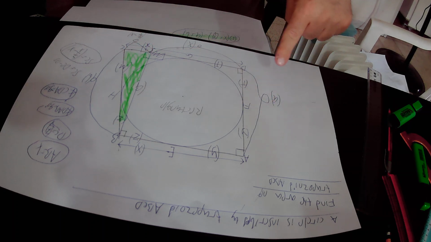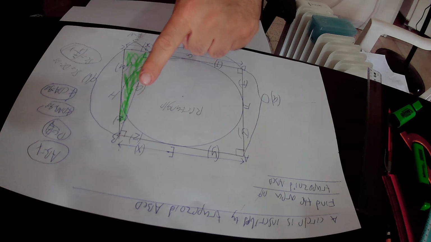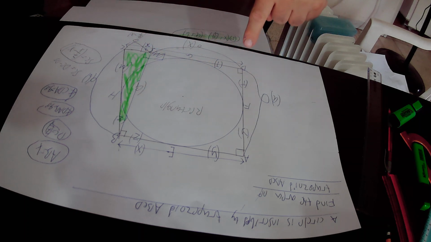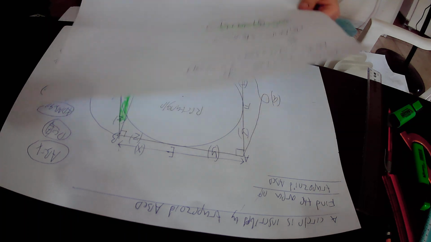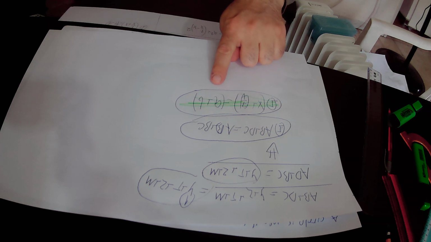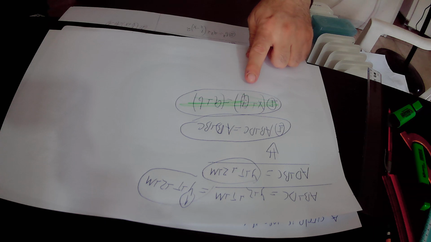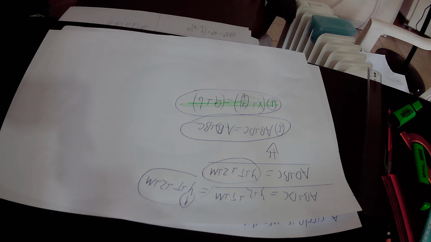So AD is A, and BC is B, and therefore AD plus BC equals A plus B. So in total, according to equation 1, we found out that X plus 7 over X equals A plus B.